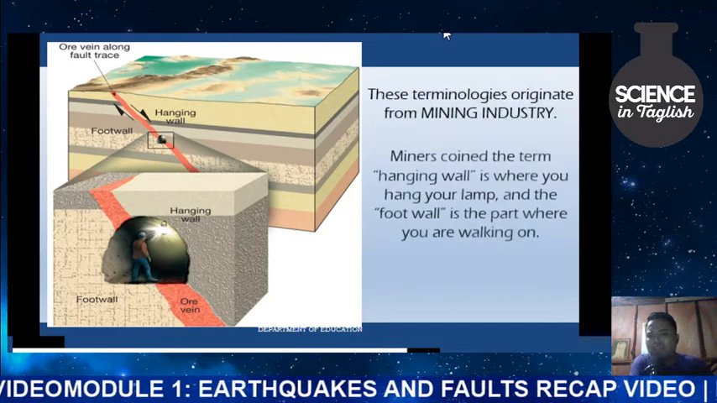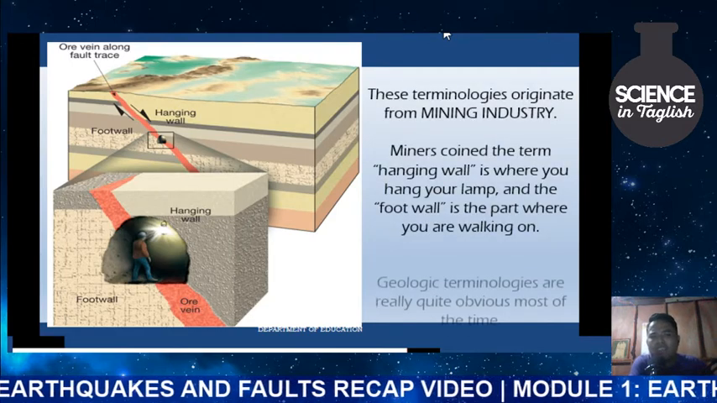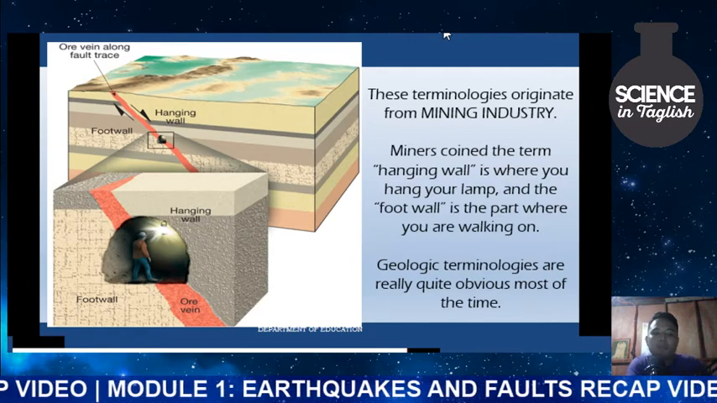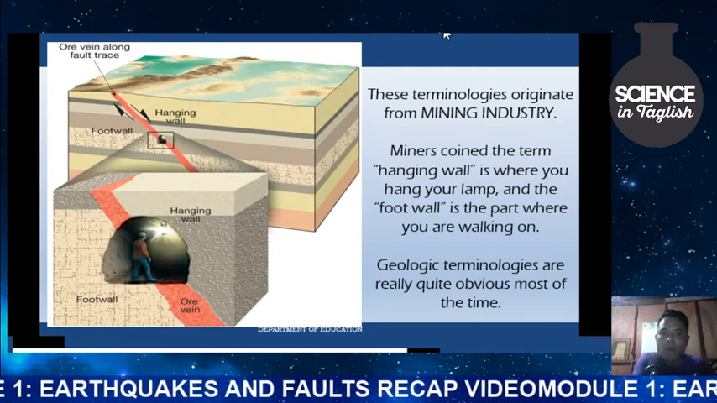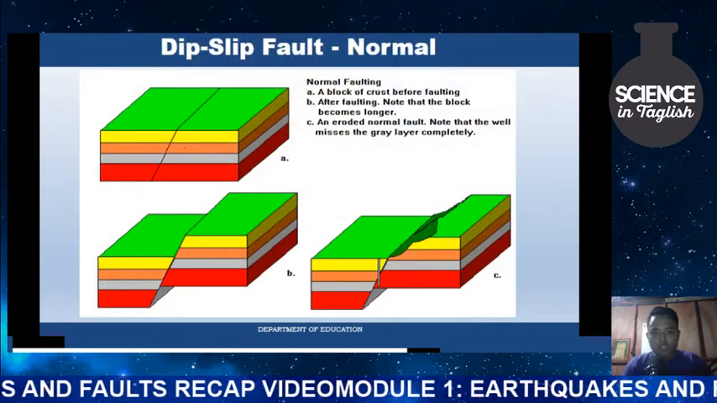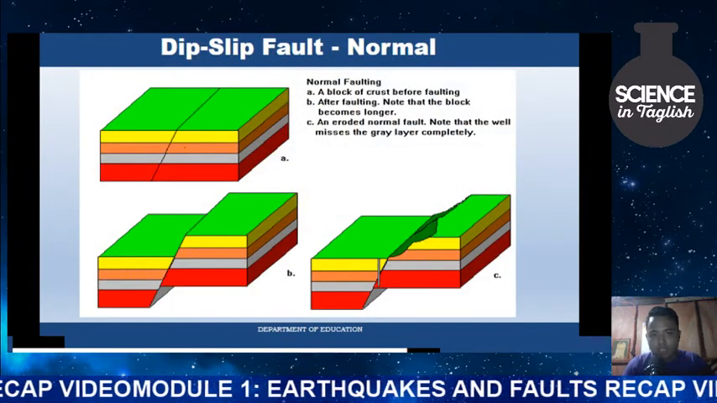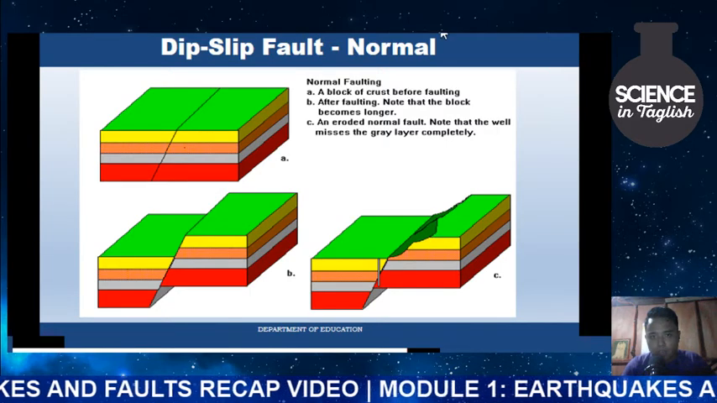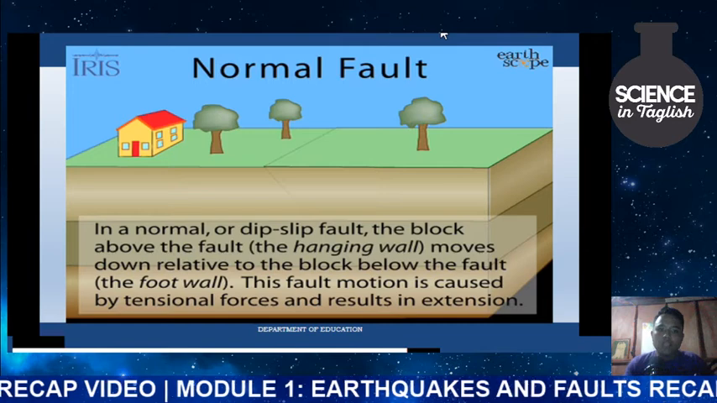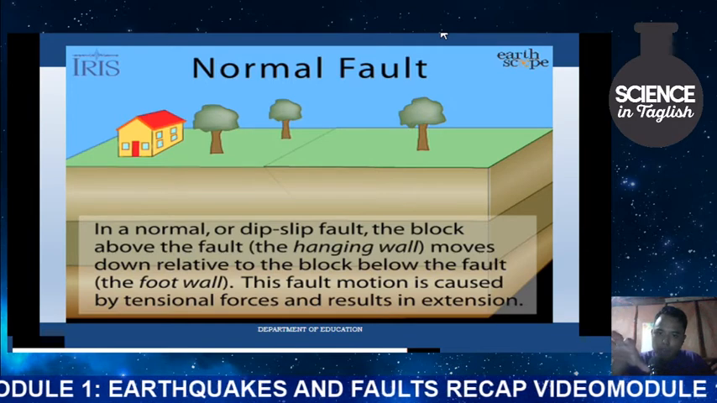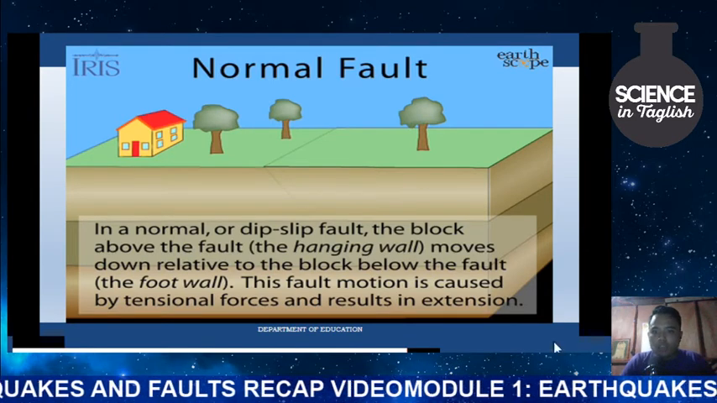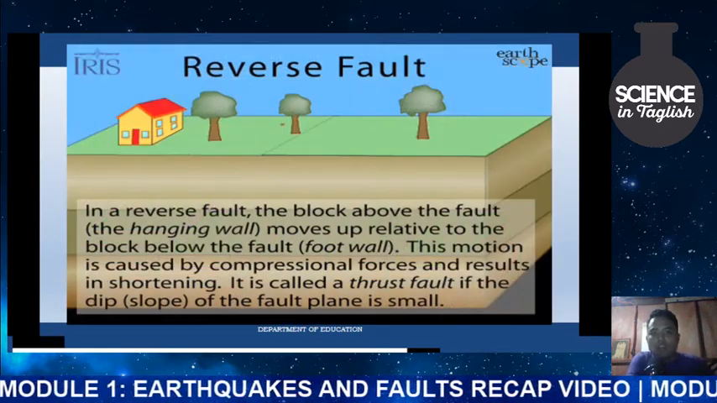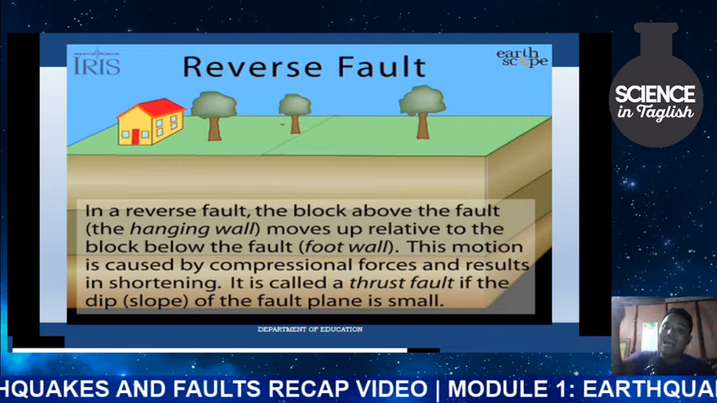Okay? Bakit meron yan? Because of miners. Yung mga miners kasi, hinahang nila yung ilaw nila doon sa hanging wall. Tapos nakatapak sila, syempre, sa foot wall. Okay? So, ito yung mga different types of faults, no? We have a normal fault. Okay? Ano yung normal fault? Yung normal fault, ayan, yung hanging wall bumababa, okay, below. Ngayon, kung reverse naman yung fault, yung hanging wall umaangat.